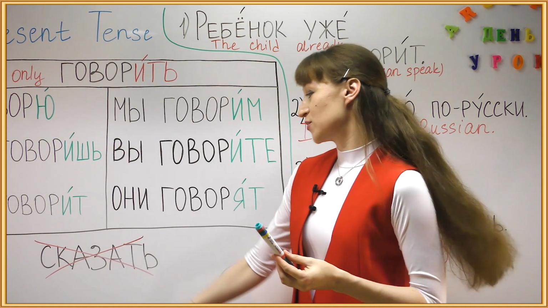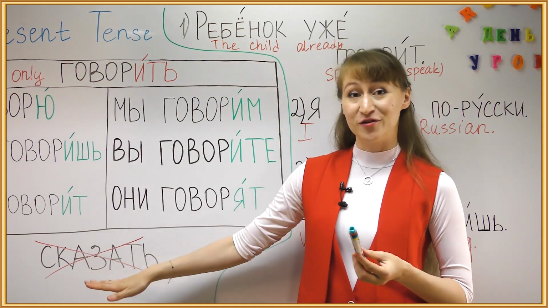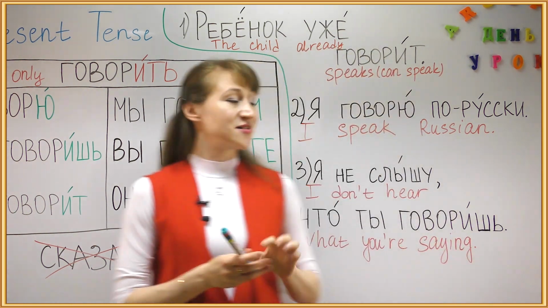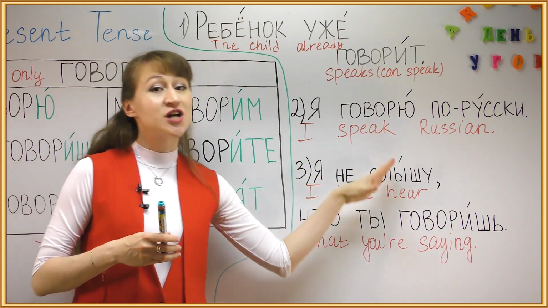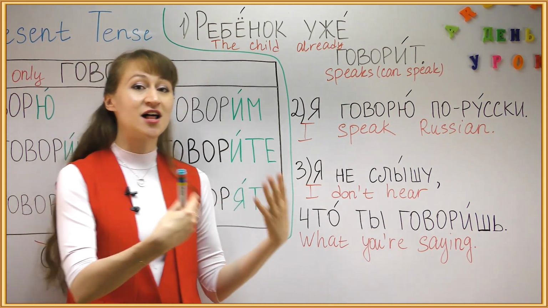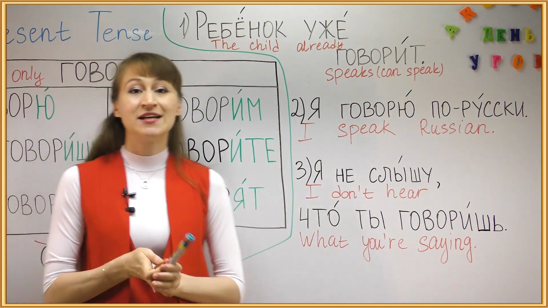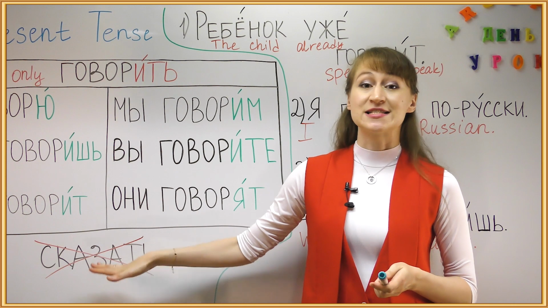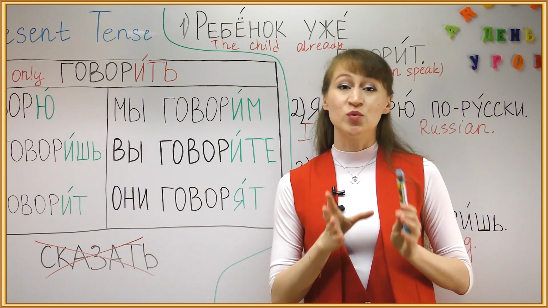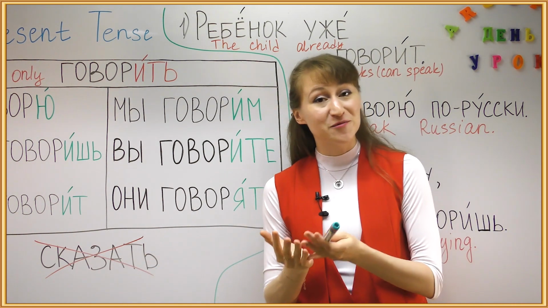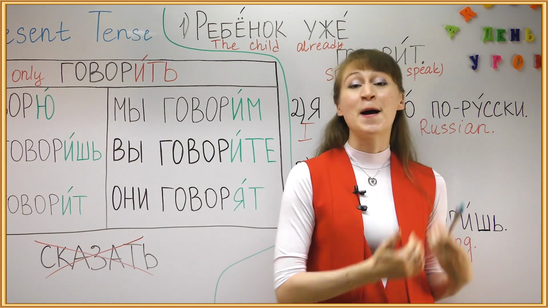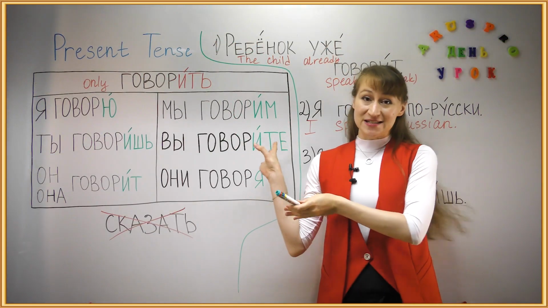If we want to say, for example, I didn't hear what you said in the past tense, then we, of course, will use the verb сказать. So it will be я не слышал or я не слышала, что ты сказал or сказала. Because here we are speaking about a piece of information that has already been produced. So this is the present tense.